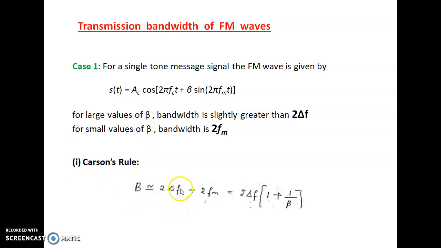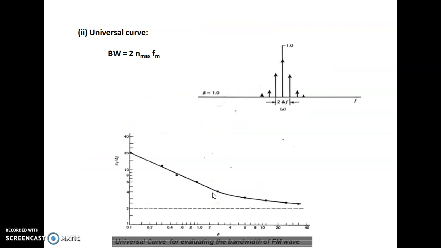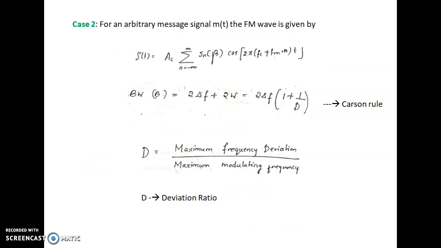Here the frequency deviation is just one and Fm is only one because it contains only one frequency component. But if you use this Carson's rule for an arbitrary message signal, you should take the highest out of all those frequency components. We call it W instead of Fm, and the maximum frequency deviation we call delta F here. This is also Carson's rule.